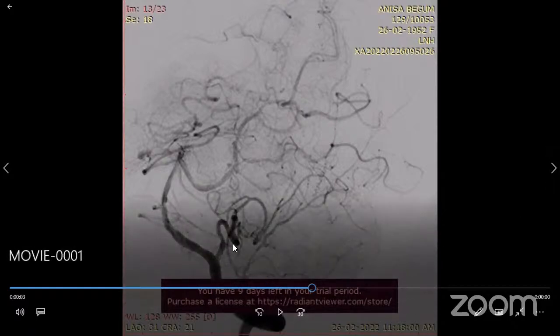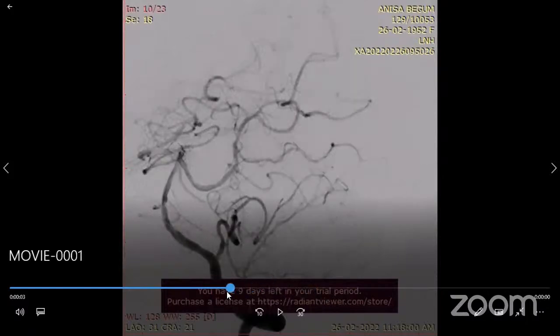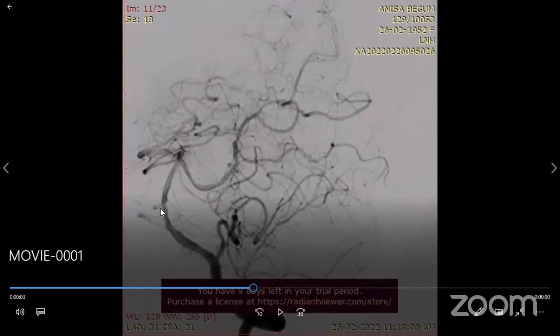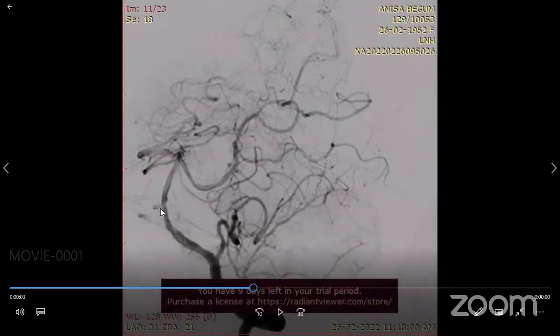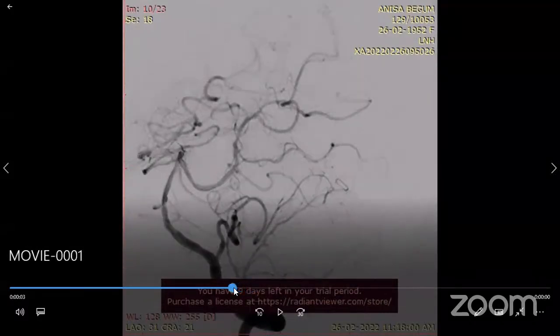Can you show the ICA here, Dr. Areeba? It's a bit faintly visualized. Yes, right. This is the ICA on the right side, and on the left side it is similar, at the same level. Yes.